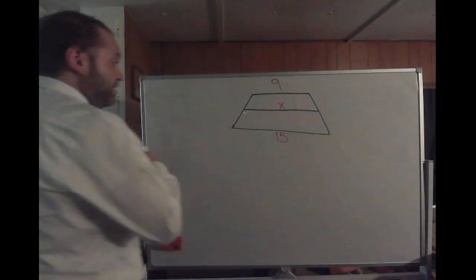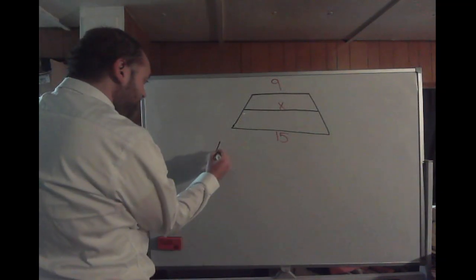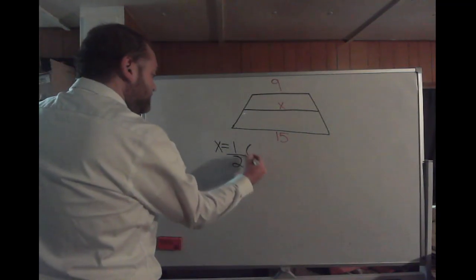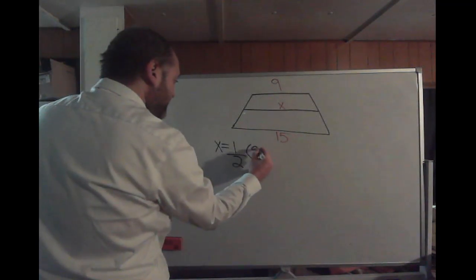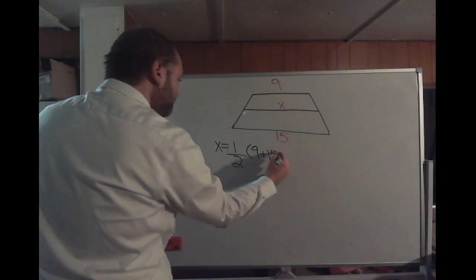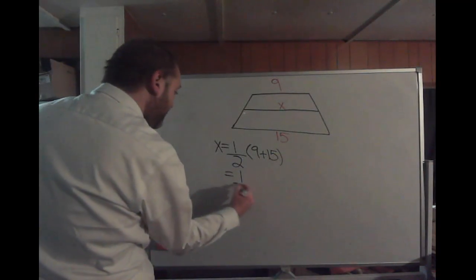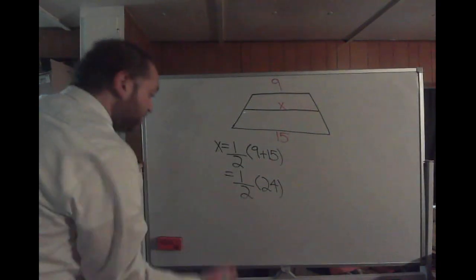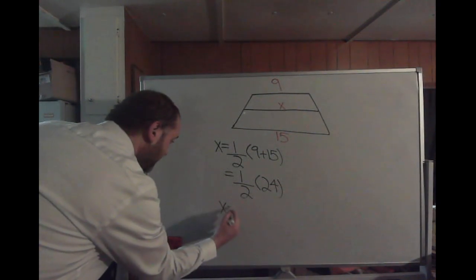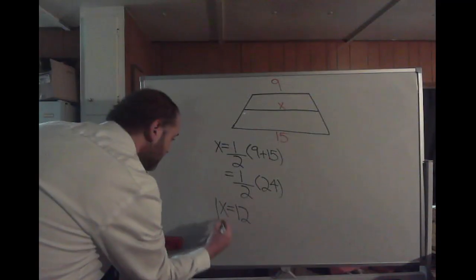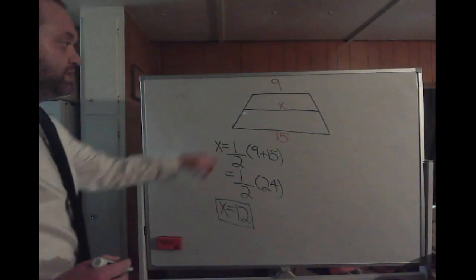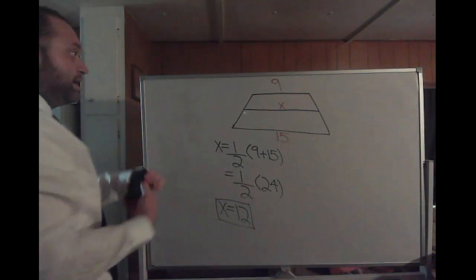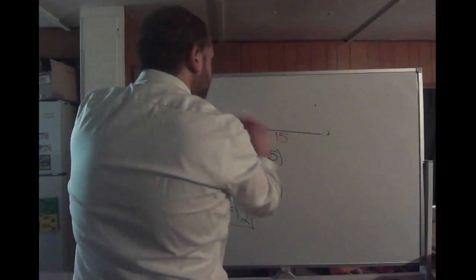Well, the length of the median, in this case x, would be equal to half the sum of these two bases of 9 plus 15, which then would equal 1/2 of 24, which could only mean then half of 24, that x equals 12. So the length of the median in this case would equal 12. That wasn't so bad. I got 8 more exercises.